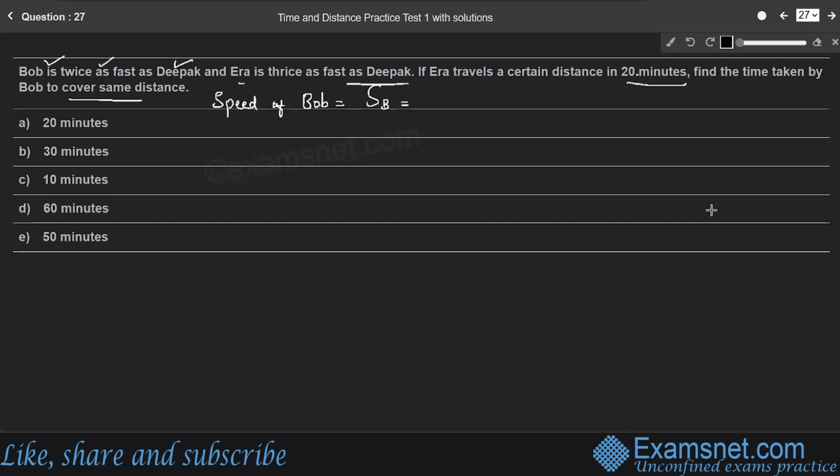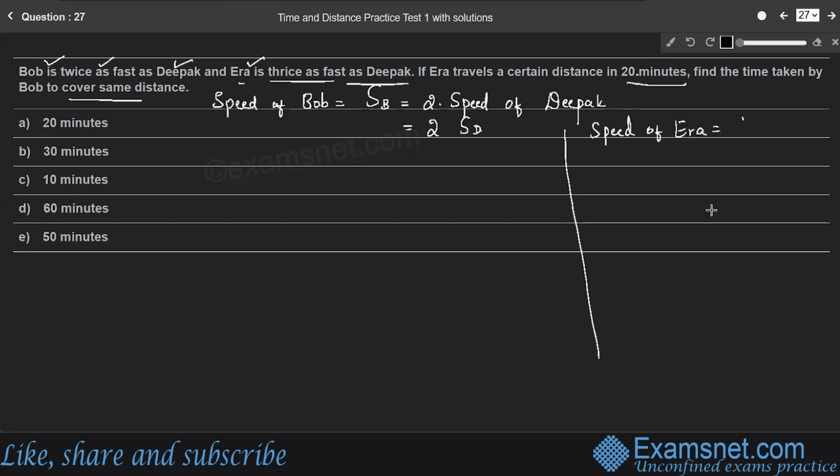twice as fast as Deepak means 2 times speed of Deepak. Therefore, you can write 2 times speed of Deepak, 2 times SD. And speed of Era is thrice as fast as Deepak. So we'll consider speed of Era as SE is equal to 3 times speed of Deepak, SD, 3 times SD.